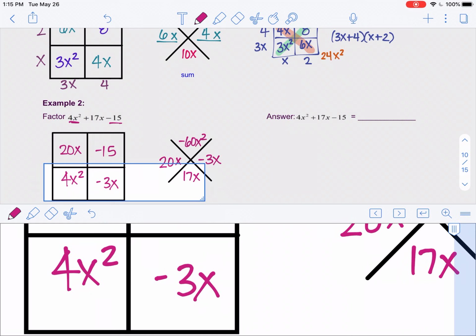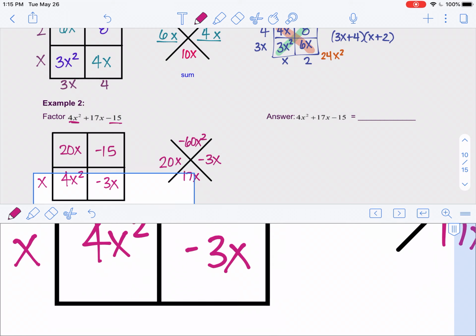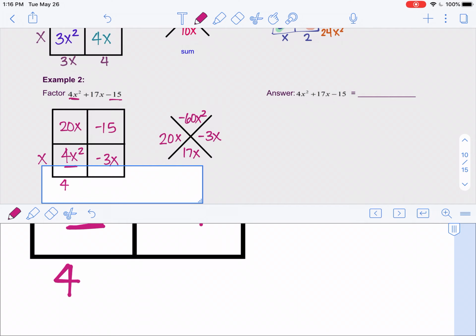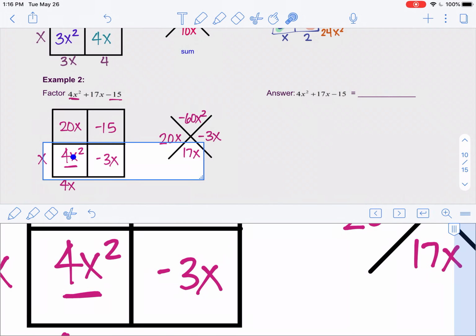Okay. So let's take a look. Only x do these things have in common. And since I know I need this lower box to be 4x squared, that means this must be 4x, which also makes sense because 4x goes into both 4x squared and 20x.